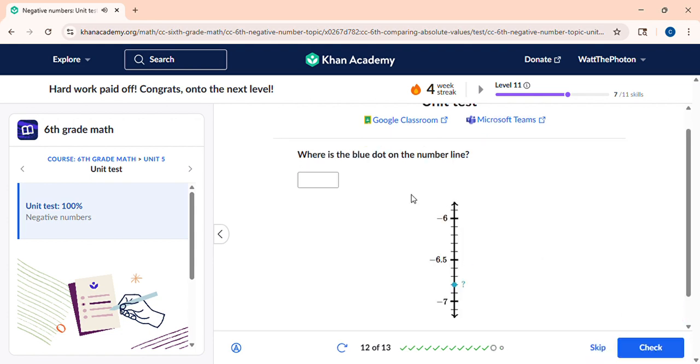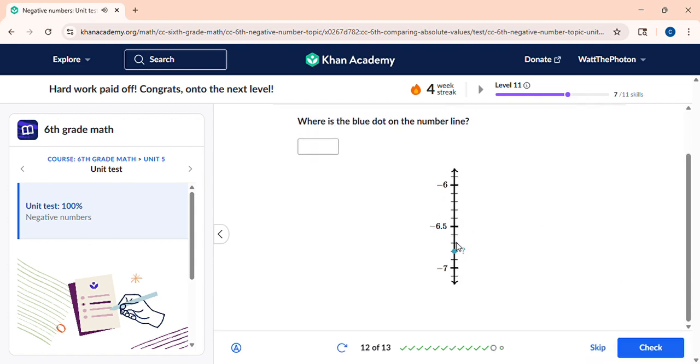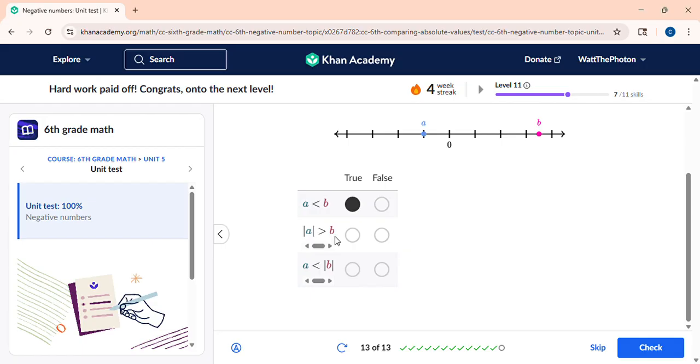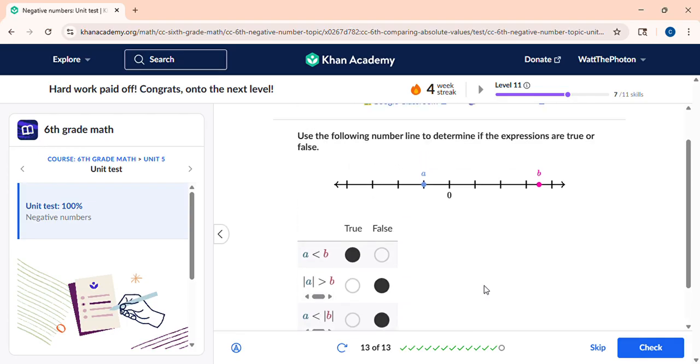A and C cannot both be true. 6, 7, 8. A is less than B. That seems to be true. The absolute value of A bigger than B. That's false. A. That's also false. Assuming this is negative and this is positive.